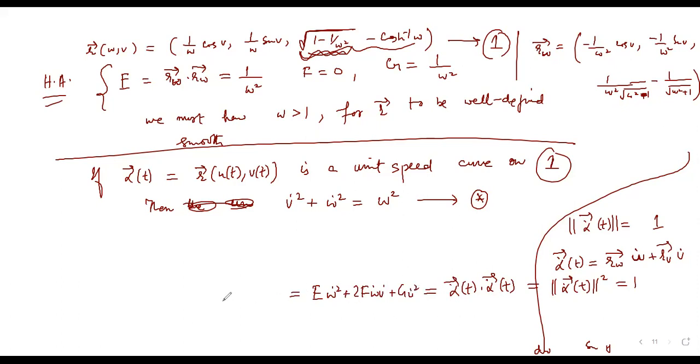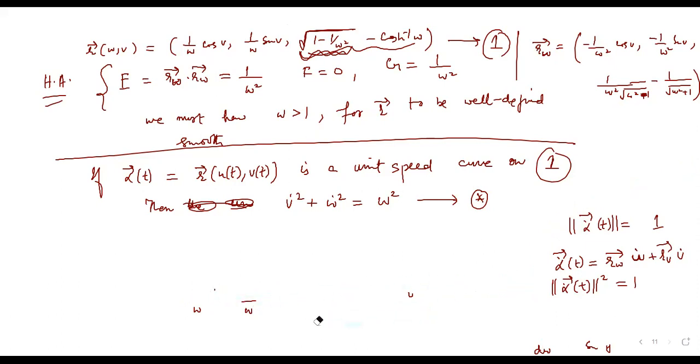So that would be e जो कि बराबर है यहाँ पे 1 by w square into w dot square plus f तो 0 है और g है 1 by w square into v dot square. तो अगर ये 1 के बराबर है, that means we will get the v dot square plus w dot square is equal to w square. So that would be our unit speed condition. Just applying the chain rule and finding the length. Okay.